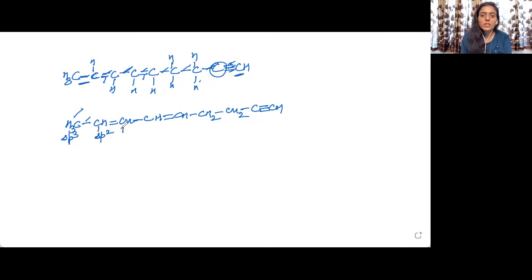Similarly, because this is also forming a double bond, it will also be sp2 hybridized. On this side, it is forming a double bond, so it will be sp2 hybridized. Here also it is forming a double bond, so it is sp2 hybridized. Now again, this carbon is forming only single bonds, so it will be sp3 hybridized. This will also be sp3 hybridized. Now this carbon is forming a triple bond, so it will be sp hybridized. And this carbon, because it is also forming a triple bond, will be sp hybridized. So this is this simple.